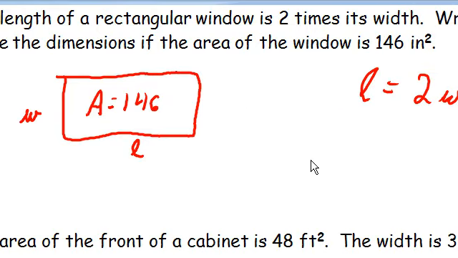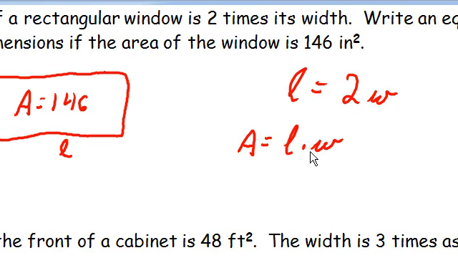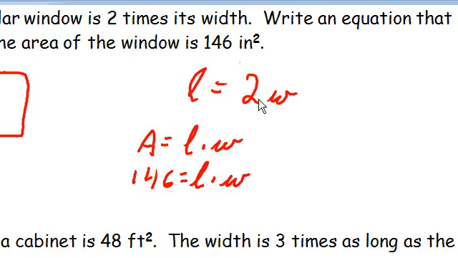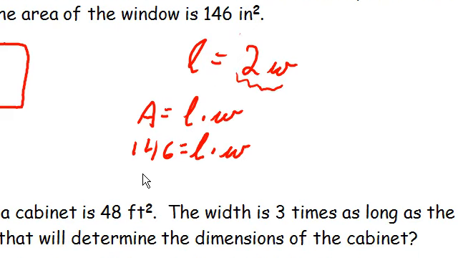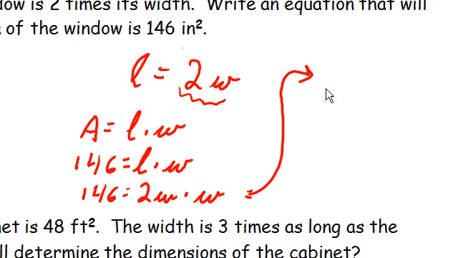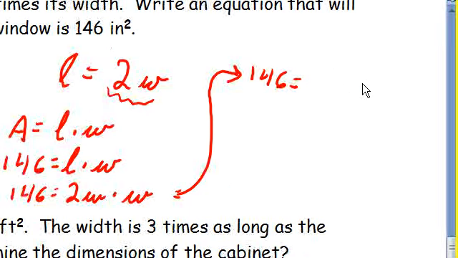We know that area equals length times width. We know that the area is 146, so 146 must equal length times width. We know that the length is twice the width, so we can do a little substitution in for L. So 146 equals 2W times W, so 146 equals 2W squared.